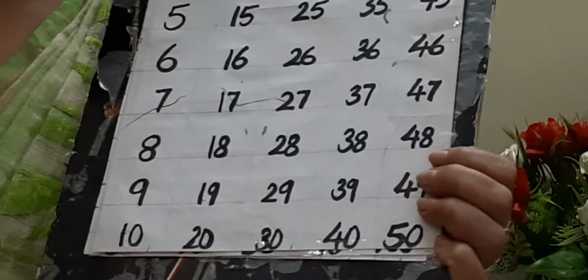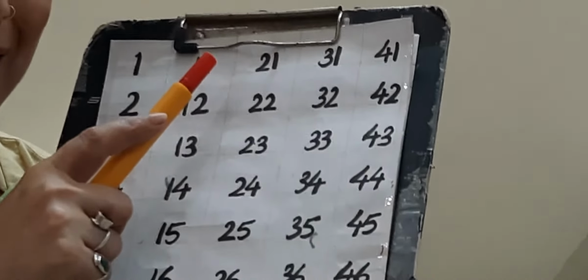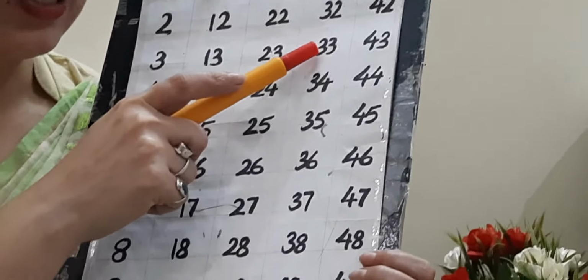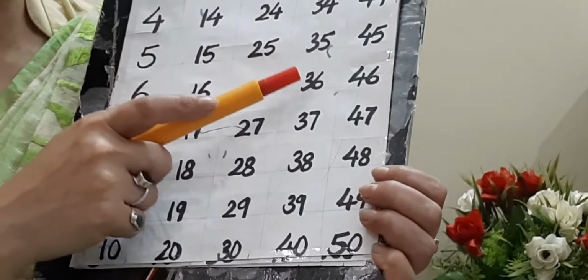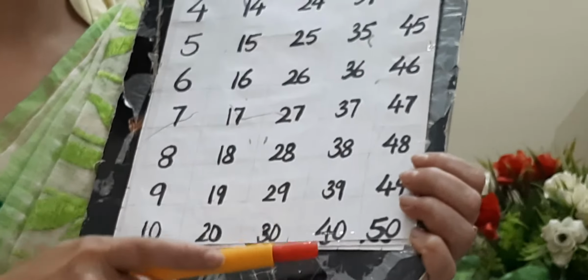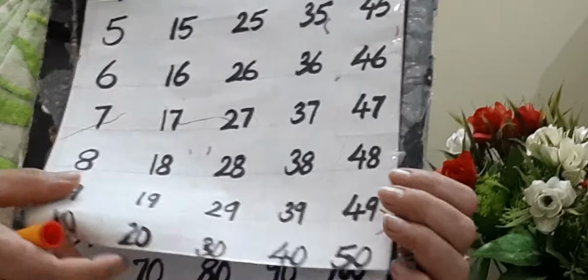Now let's go fast. 21, 22, 23, 24, 25, 26, 27, 28, 29, 30, 31, 32, 33, 34, 35, 36, 37, 38, 39, 40, 41, 42, 43, 44, 45, 46, 47, 48, 49, 50. Let's move next.